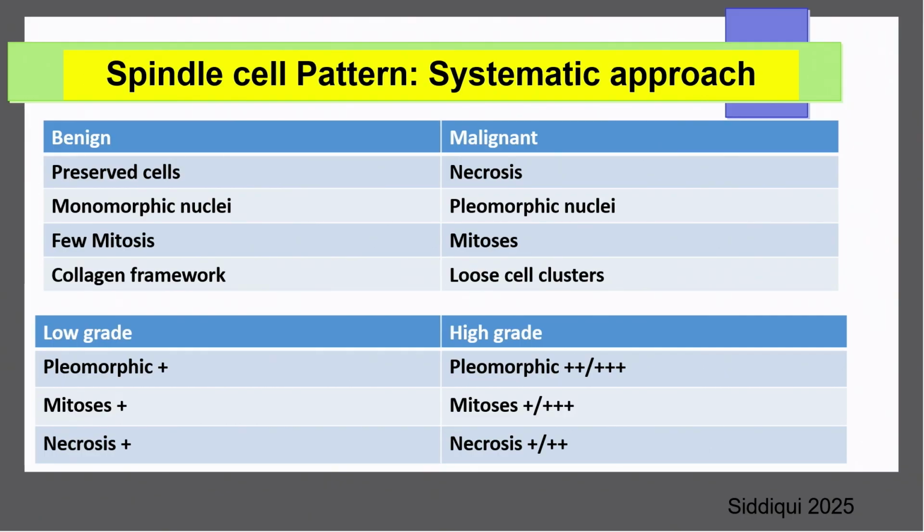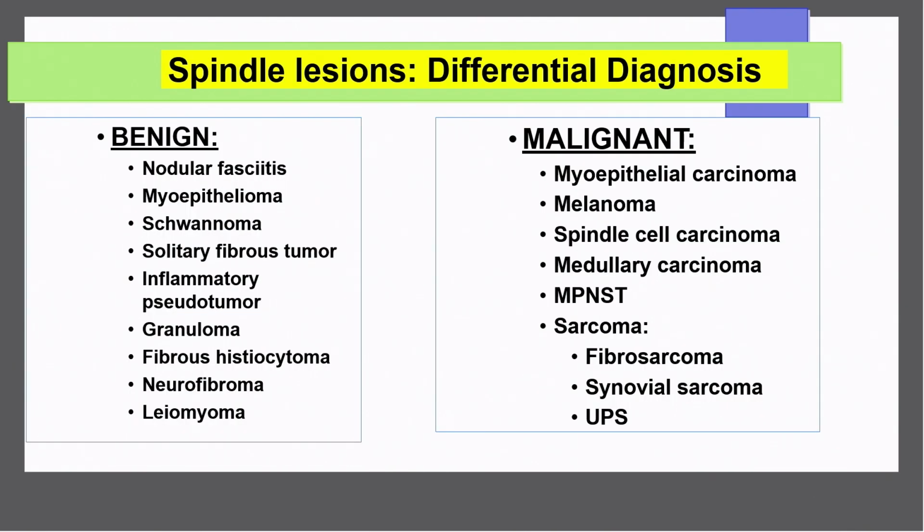When we have a spindle cell pattern, we have to define if it is benign, with preserved cells, monomorphic nuclei, few mitotic figures, and a collagen framework, or malignant, in which we have the typical features of malignancy: necrotic component, pleomorphic nuclei, mitotic figures, and loose cell clusters. And when you have this, you can define if it is low grade with very bland atypical features, or high grade with a significant pleomorphic pattern.